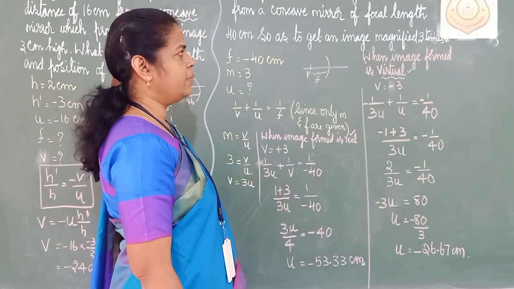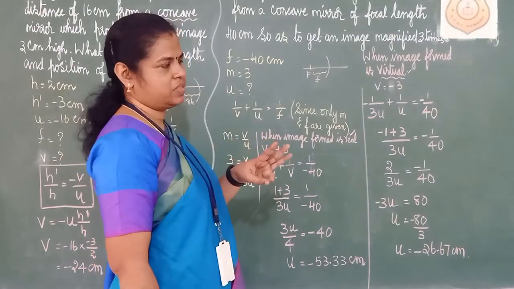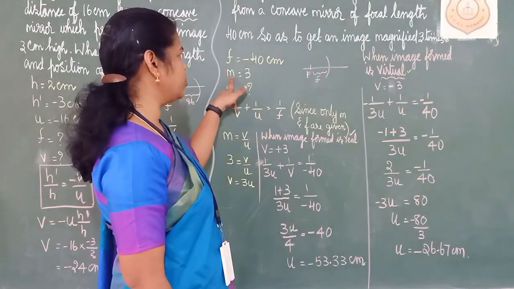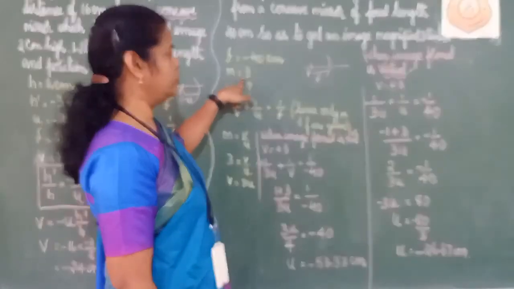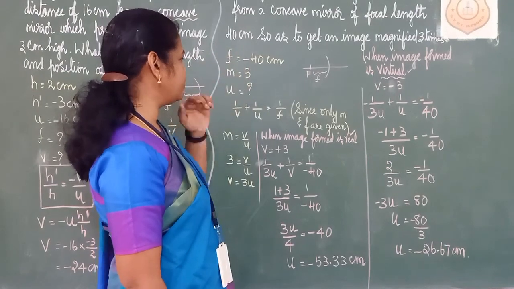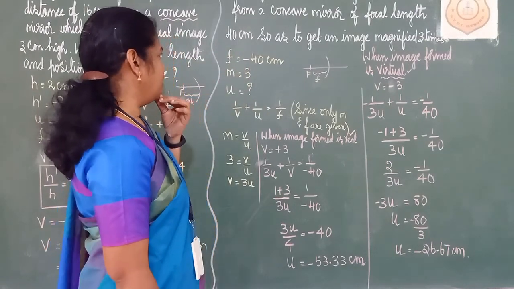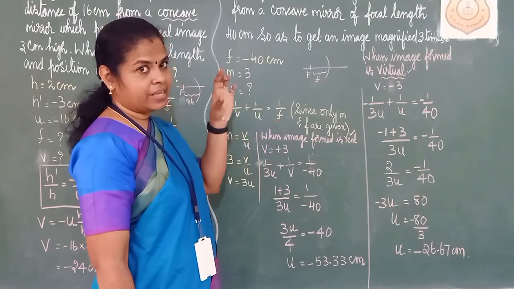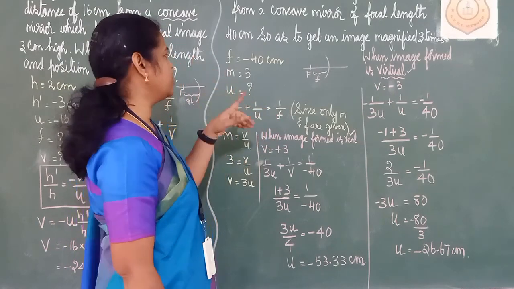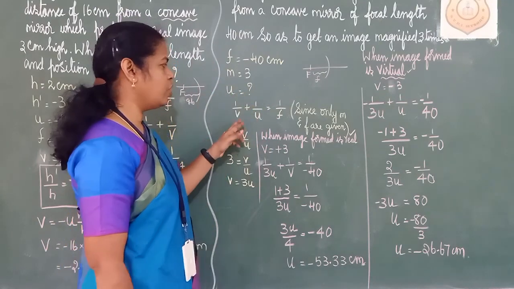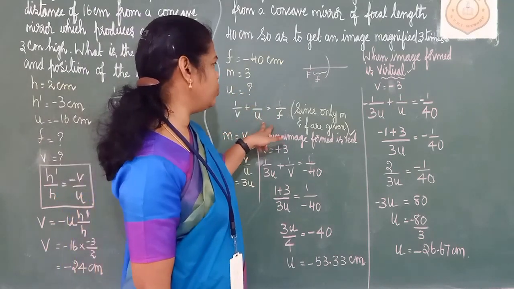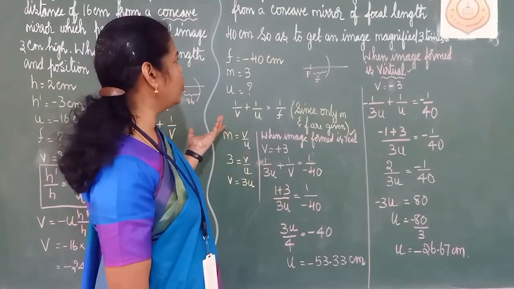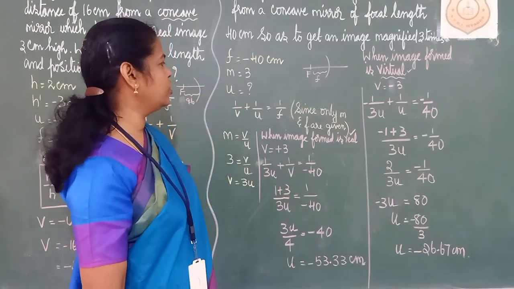So as to get an image magnified 3 times. The image is 3 times magnified, so M is equal to 3. They have given 3 times magnified, so we have taken it as 3. U also we don't know. The formula we have studied is 1 by v plus 1 by u is equal to 1 by f. We are not using that formula because we know only f.